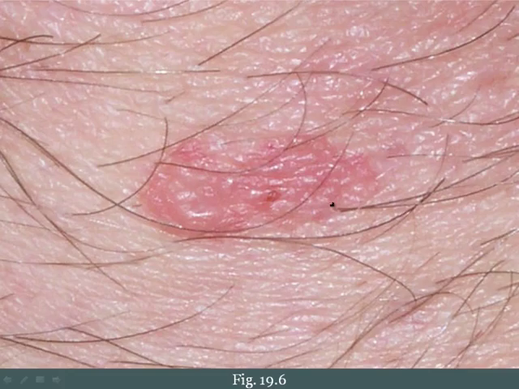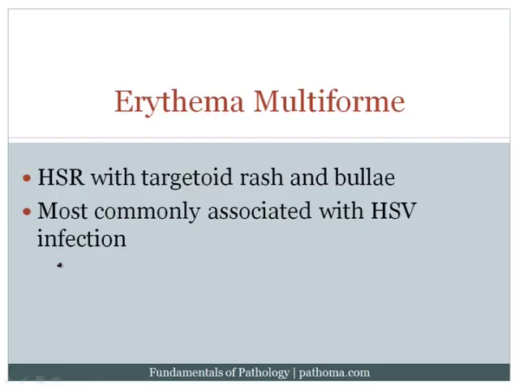Here's a picture of dermatitis herpetiformis just to show you that you've got these grouped tiny little vesicles which are herpes-like lesions. Again, this will resolve with a gluten-free diet. The final disorder in this section is erythema multiforme. This is when you get a hypersensitivity reaction which leads to the formation of a targetoid rash with bullae.